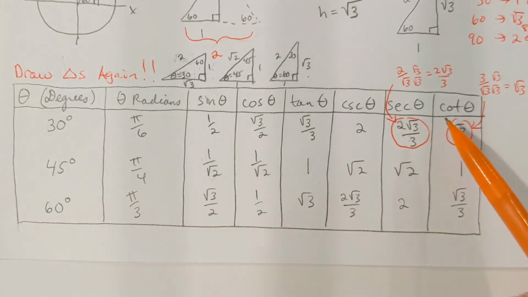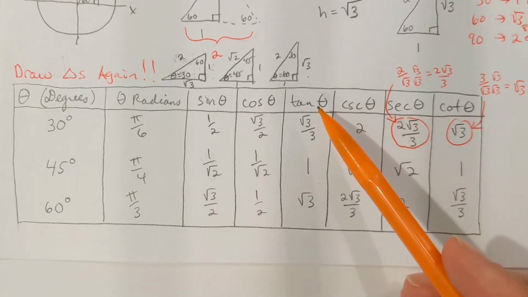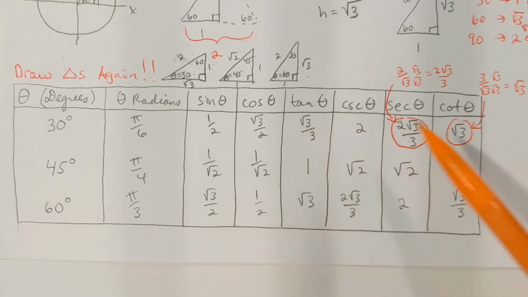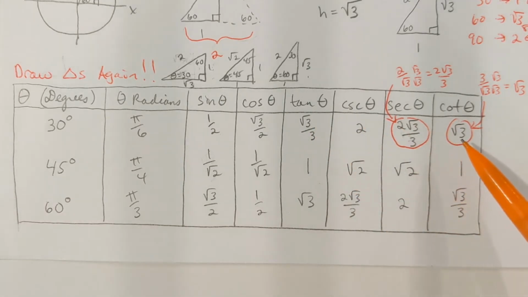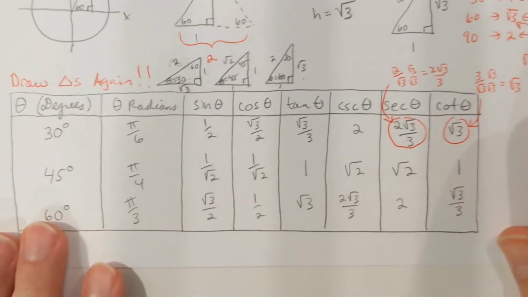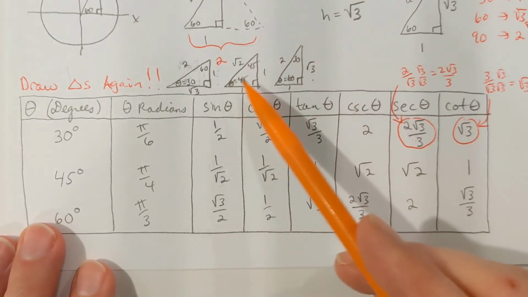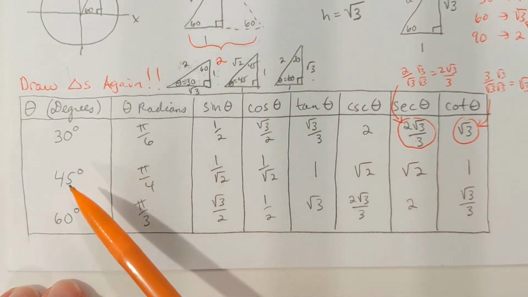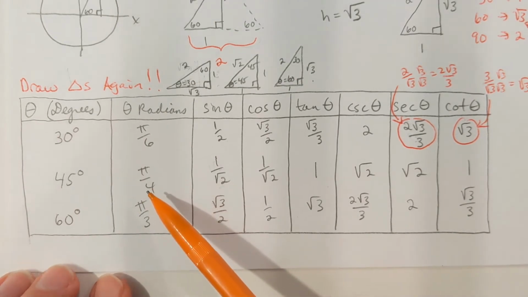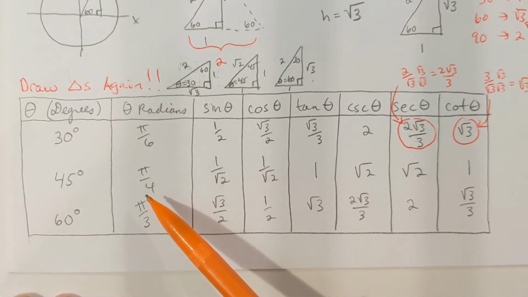And then cotangent of pi over 6 would be the reciprocal of tangent of pi over 6. So it'd be 3 over root 3, or if you rationalize the denominator, 3 over root 3 is the same as root 3. Okay? And then here's a 45, 45, 90 right triangle. Let's compute sine of 45 degrees. By the way, 45 degrees is the same as pi over 4 in radian measure.